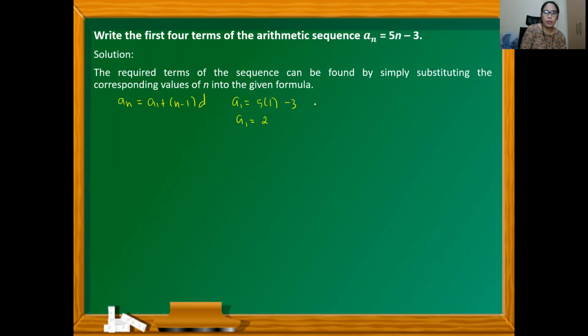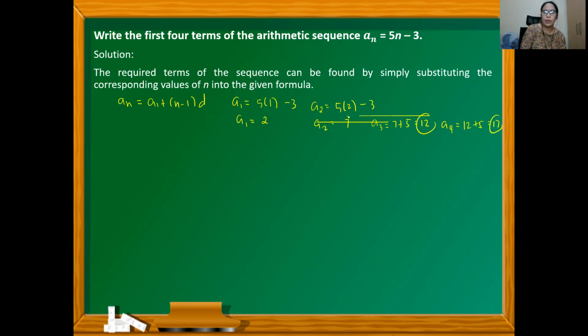And then for a sub 2, we have 5 times 2 minus 3. So we have a sub 2 equals 10 minus 3 here. So we have 7. Now take note that between a sub 1 and a sub 2, the difference is 5. Since this is a sequence, what we will just do is add 5 from a sub 2 to obtain a sub 3. So this is 7 plus 5, which is 12. While a sub 4 is 12 plus 5, so this gives us 17.